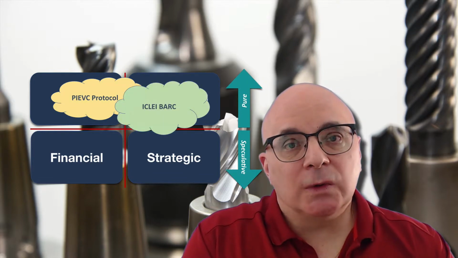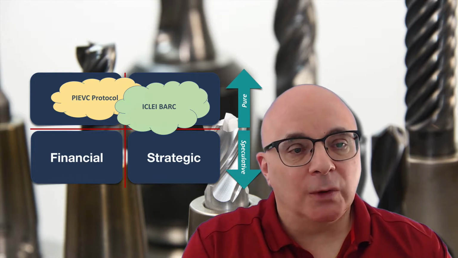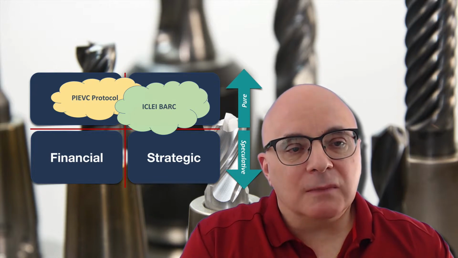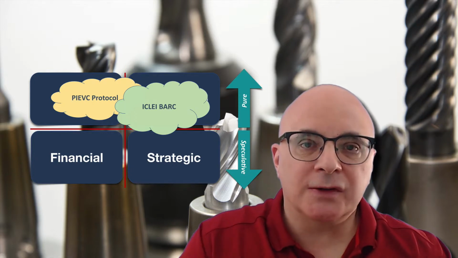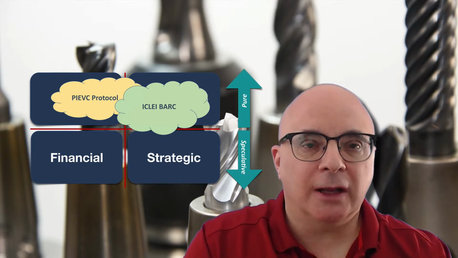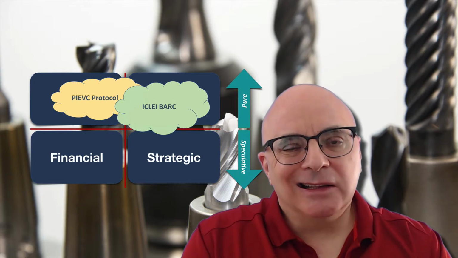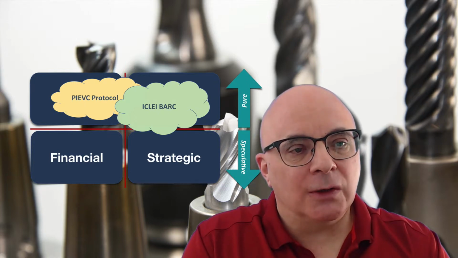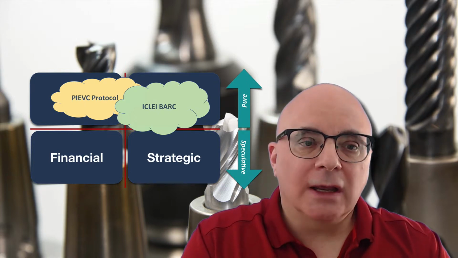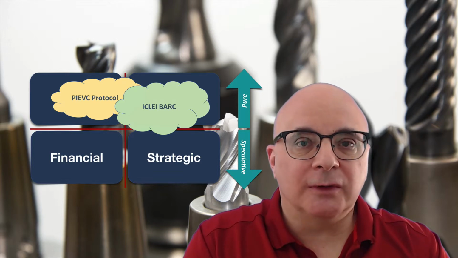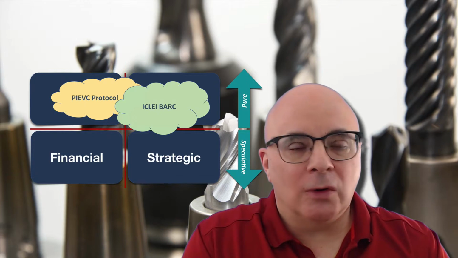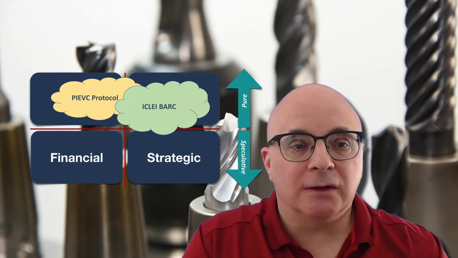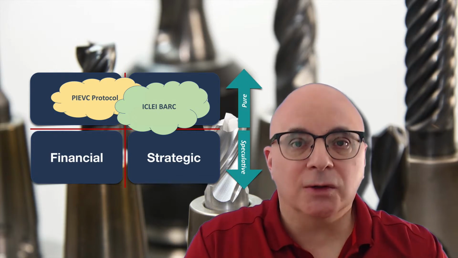ICLEI-BARC, which is another tool that's commonly used in our field of work, tends to focus more on operational risks. So how's the organization function? How's it operating? Those sorts of things. It takes a little bit of a look at your hazard risks, and it also can take a little bit of a look at your strategic plans. But neither ICLEI-BARC nor PIEVC tend to take a look at the financial aspects of your organizational risk.